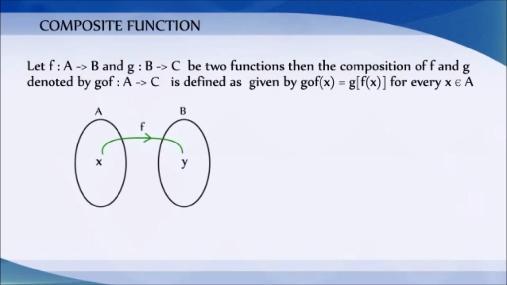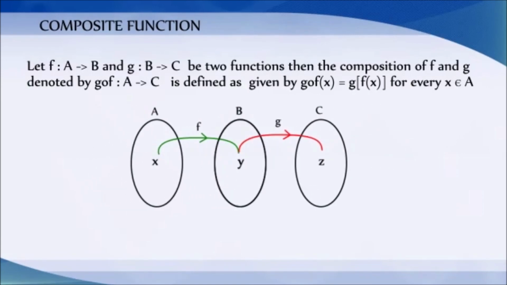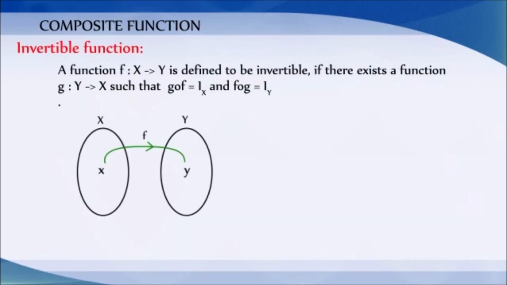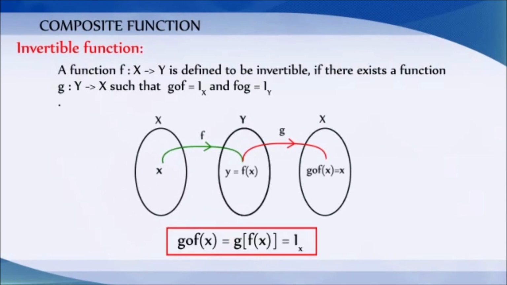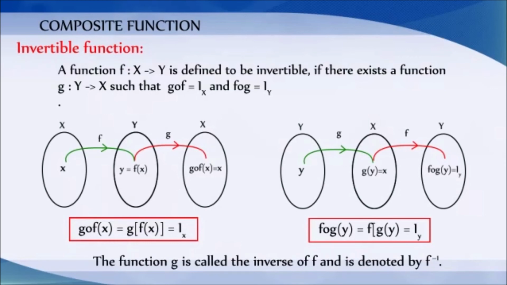Composite function. Let f be a function from a set A to B and g be a function from set B to C. Then the composite of f and g, denoted by g composition f, is defined as g composition f from A to C given by g composition f of x is equal to g of f of x for every x belongs to A. A function f from X to Y is defined to be invertible if there exists a function g from Y to X such that g composition f is equal to I X and f composition g is equal to I Y. The function g is called the inverse of f and is denoted by f inverse.